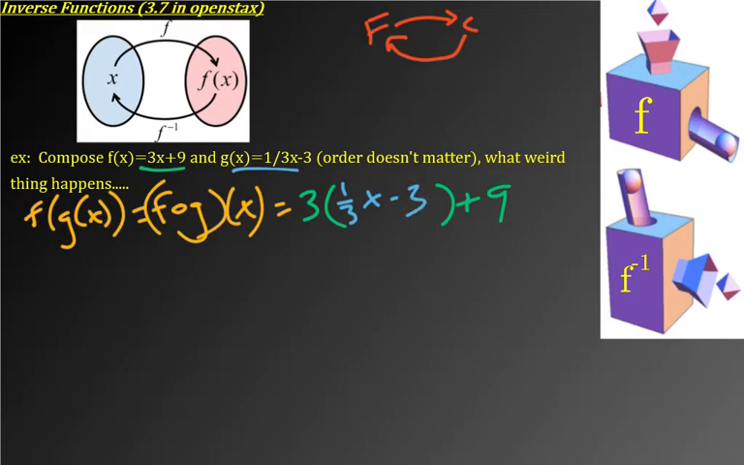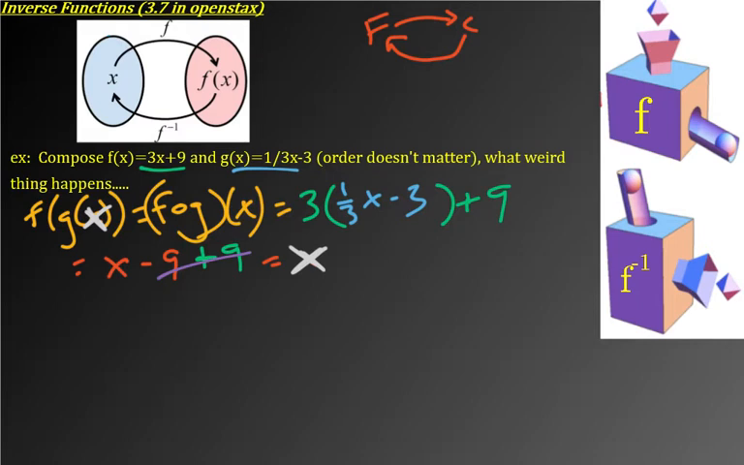And you can see here, if you distribute the 3, 3 times a third is 1, and then 3 times negative 3 is negative 9. And then we still had that plus 9 from the f originally, right? So we can cancel these things, and we just get x. So we started, I'll do it in white, we started with x, and we ended in x. And that's exactly what this picture is supposed to show you. Start in x, end in x, right?